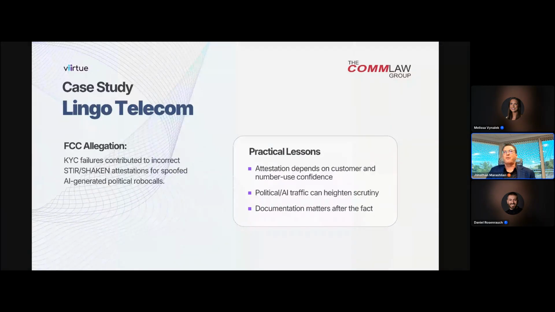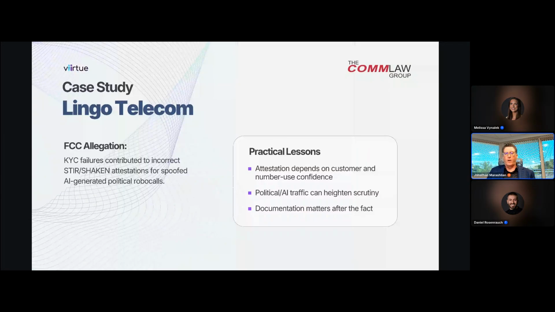These were not ordinary nuisance calls. They involved AI-generated voice cloning. They involved political messaging. They involved spoofing. And they occurred in a highly sensitive election context. The combination of factors matters. Political traffic gets attention. AI-generated voice traffic gets attention. Spoofing gets attention. Election-related deception gets attention. Put them together and you have a case that regulators are very likely to examine closely.